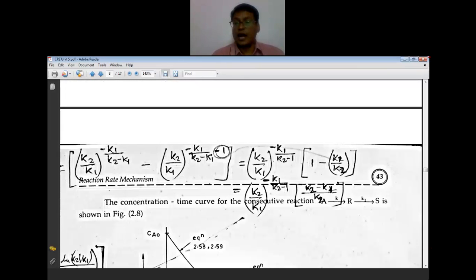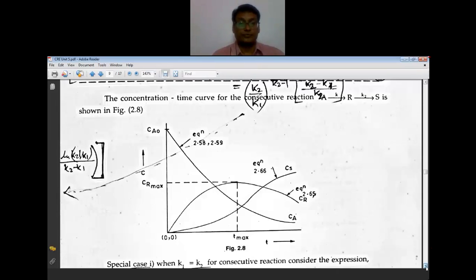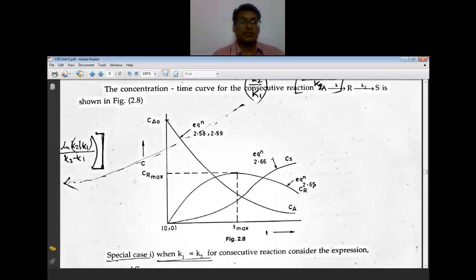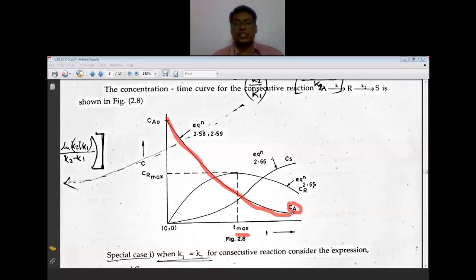Then a graph is to be plotted. This is the concentration, CR maximum, against the Tmax. This graph is showing three lines, each for its own concentration. What will happen to the A concentration? A is continuously decreasing. Ca0 initially is maximum, and then it is continuously decreasing.